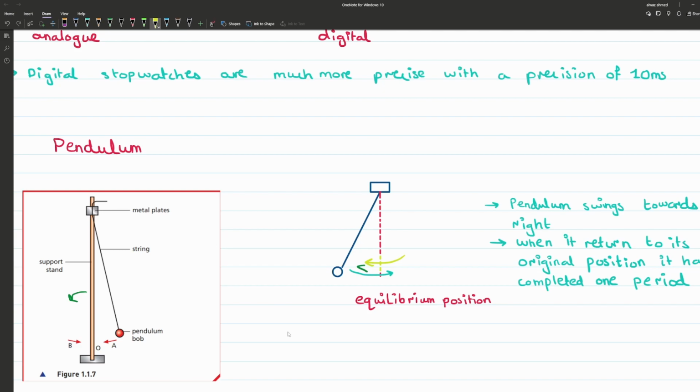So if we look at our example over here, we had a bob, we took it towards the left, and if we let it go, our bob is going to swing towards the right, come to a stop, and then come back to the left again. This whole cycle is one period. A bob swinging towards the right, stopping and coming towards the left, back to its original position is one whole period.